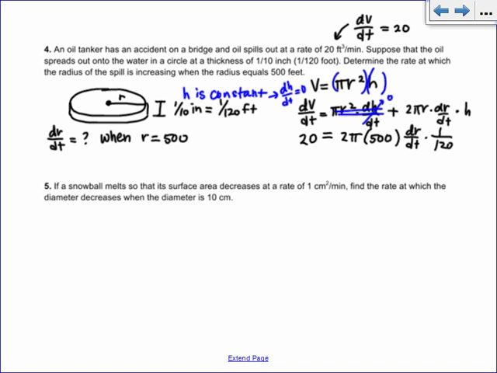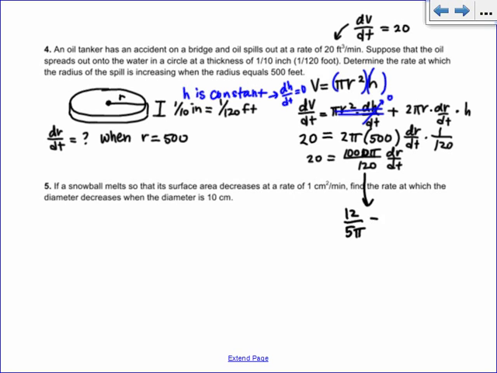All right, so I'm going to have 1,000 pi over 120, dr over dt equals 20. So I'm going to multiply the 120 over. So 20 times 120. Then I'm going to divide by 1,000. When I do that, I get 12 over 5, but I still have a pi on the other side. So when I divide over, I'm going to have 12 over 5, and the pi goes on the bottom.